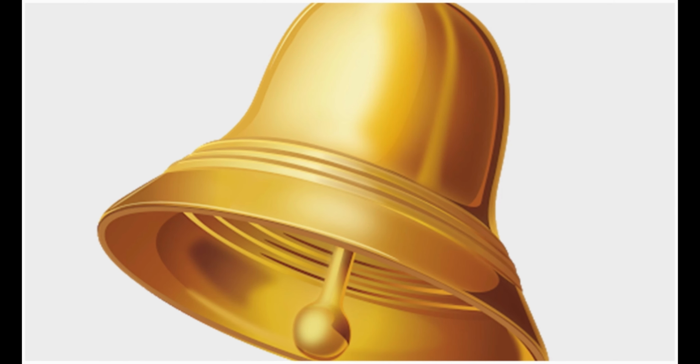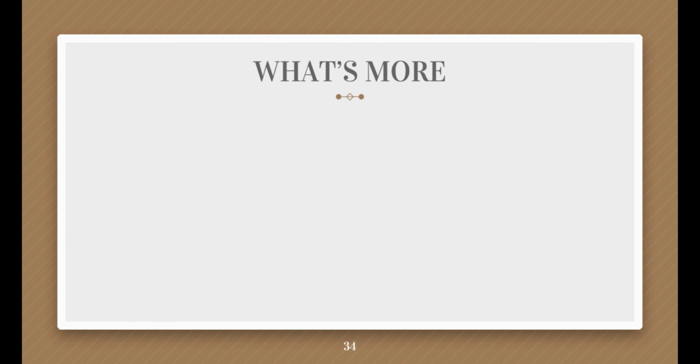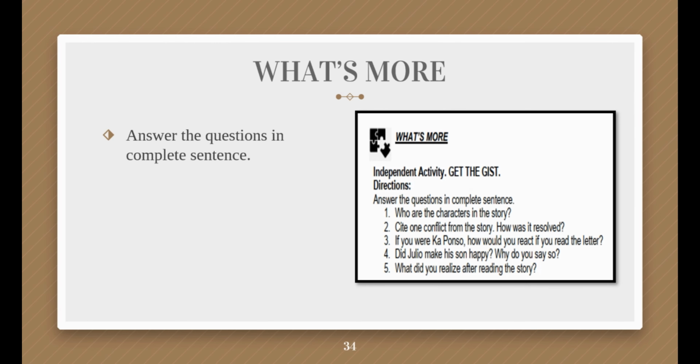Let's apply what you just learned. Go to page 7 of your module. Answer the questions in complete sentences. Who are the characters in the story? Cite one conflict from the story. How was it resolved? If you were Kaponso, how would you react if you read the letter? Did Julio make his son happy? Why do you say so? What did you realize after reading the story? Are you ready to answer the questions? Let's go!